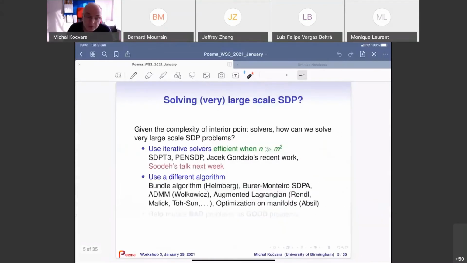We can also, of course, use different algorithms. We are not forced to use the interior point method. We can use the bundle algorithm. We can use the approach of Sam Burer and Renato Monteiro. We can use ADMM, we can use augmented Lagrangian. We can use optimization on manifolds if we have more information, like low rank of the matrices. But we can also try to use the interior point method, but reformulate the bad problem equivalently as a good problem. So we can try to change the formulation of the original problem and then again use the interior point method.